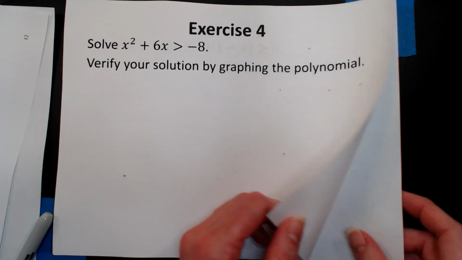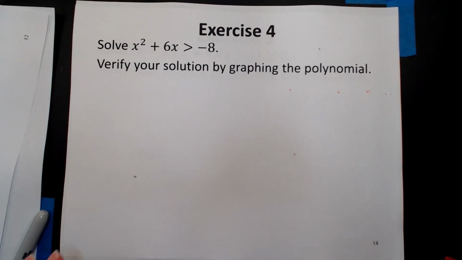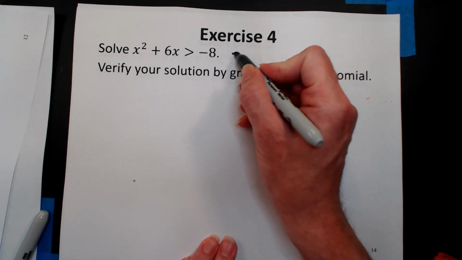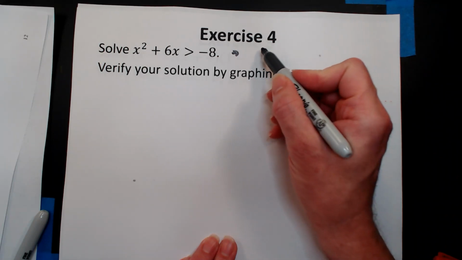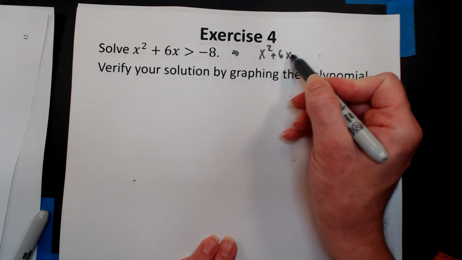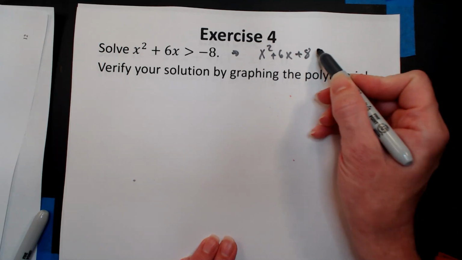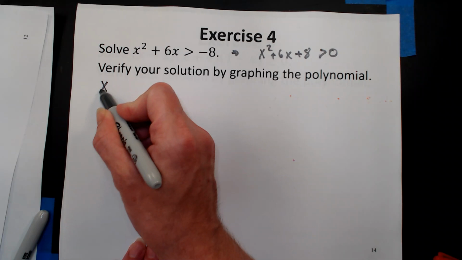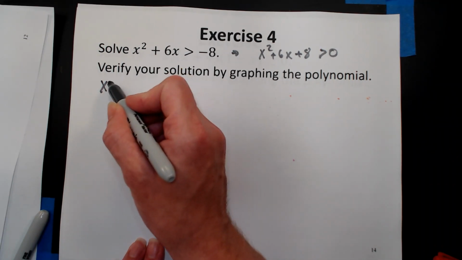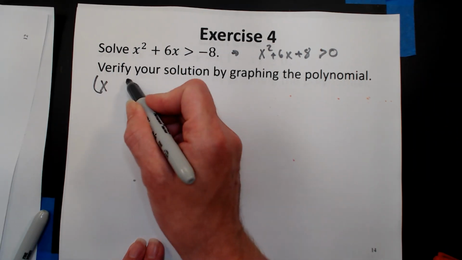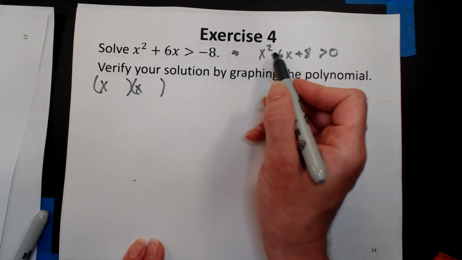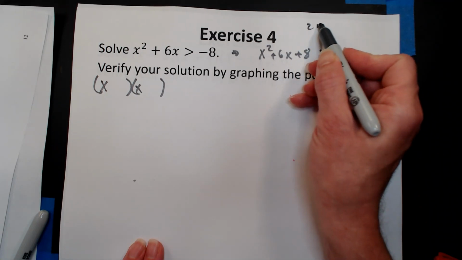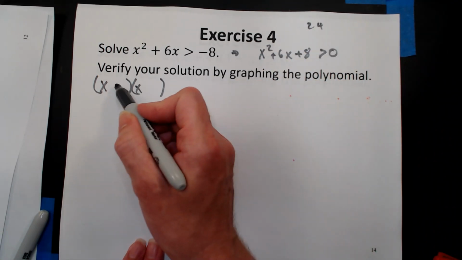All right, so look at this one here. Our first steps have a little bit more work. We have to isolate. So I'm going to say that this is x squared plus 6x plus 8 is greater than 0. And so I'm going to rewrite that by factoring this really quick. x times x gives me x squared. Two factors of 8 that give me 6? Well, 2 and 4, right, because 2 times 4 is 8 and 2 plus 4 is 6.